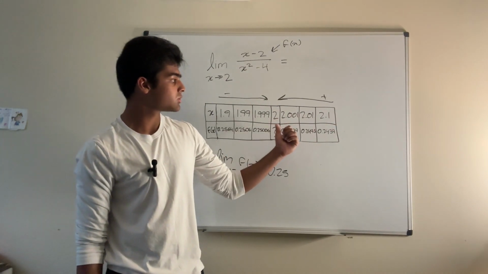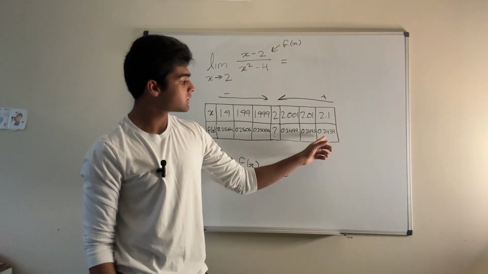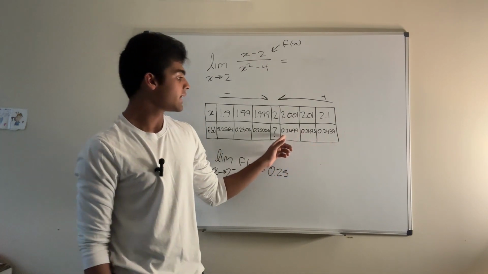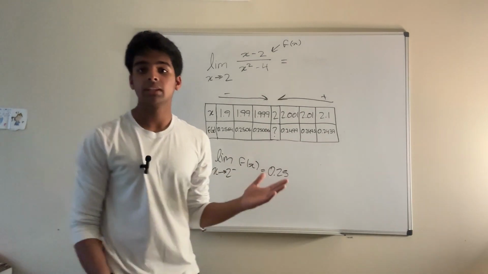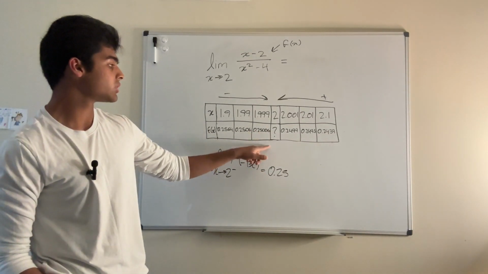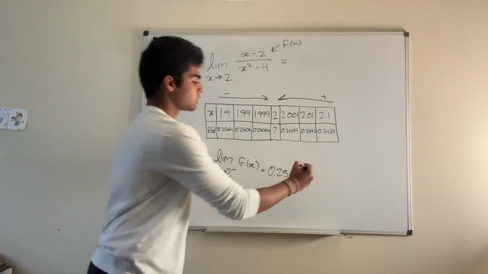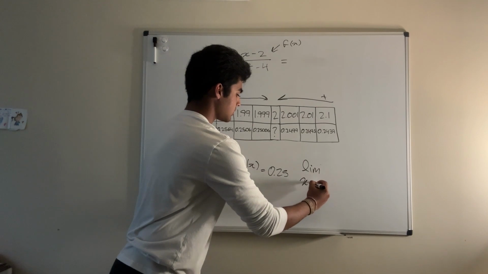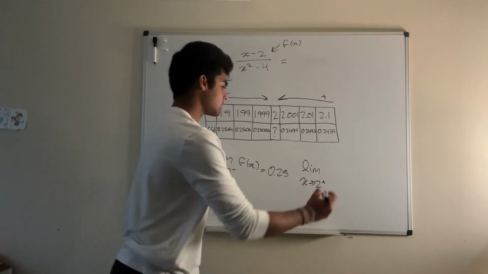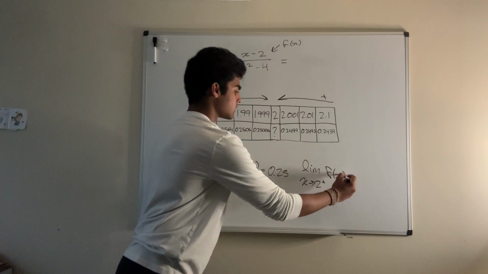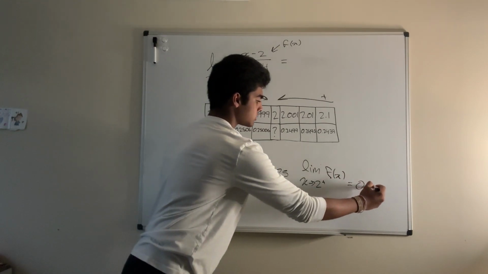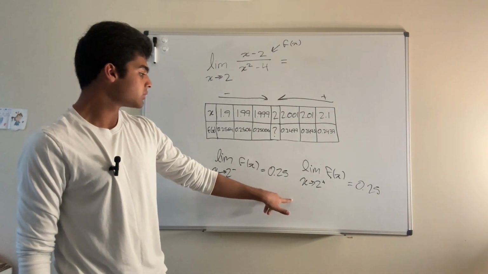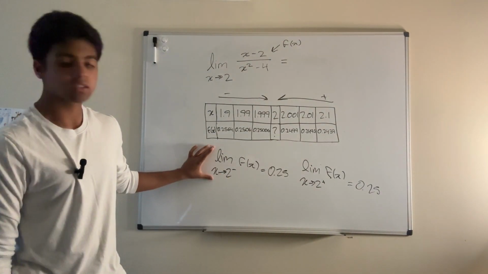Okay? And now same thing from the positive end, or from the right, we can see that as x gets closer and closer to 2 from the positive end, these values 0.2439, 0.2493, and 0.2499, they also seem to be getting closer and closer to 0.25. So we can see that the limit as x approaches 2 from the positive end of f of x equals 0.25.